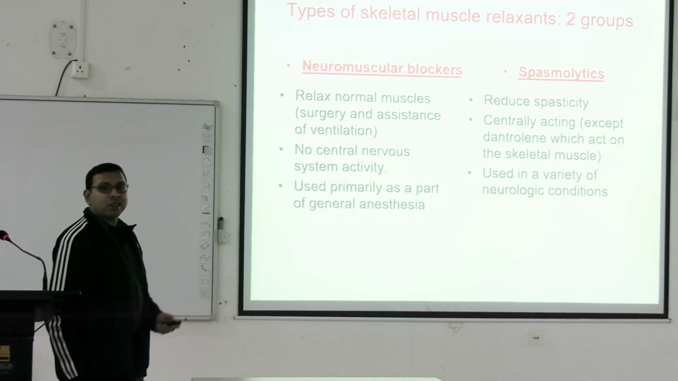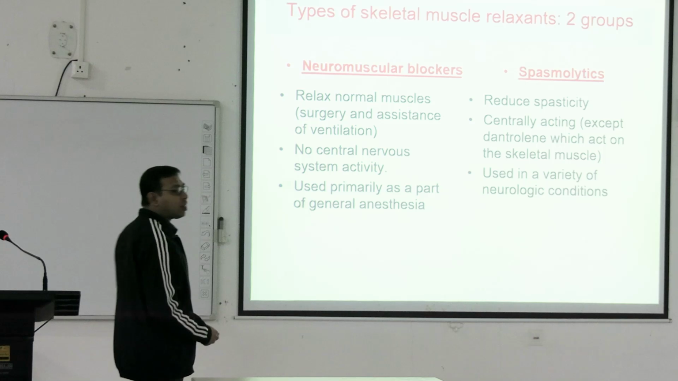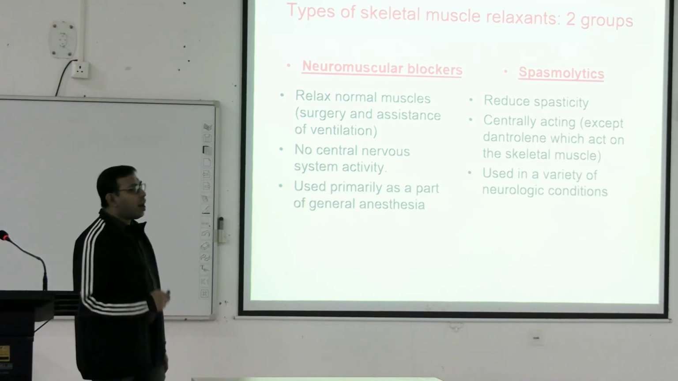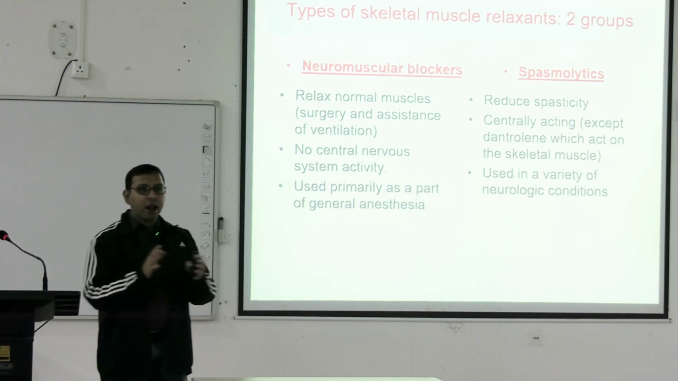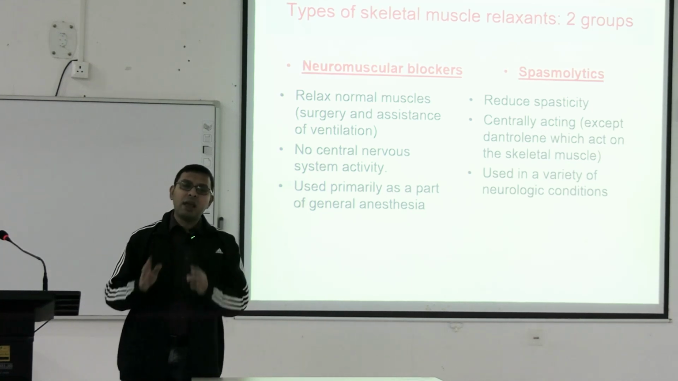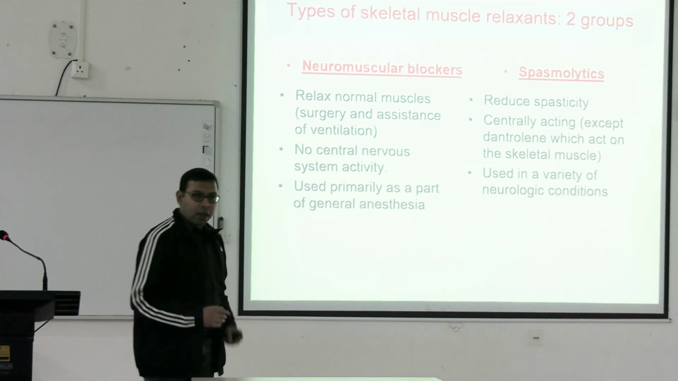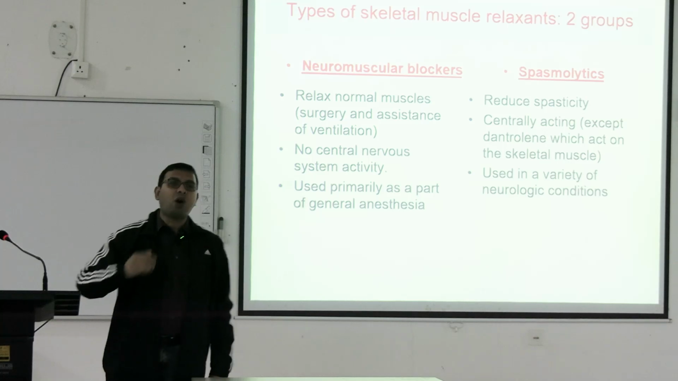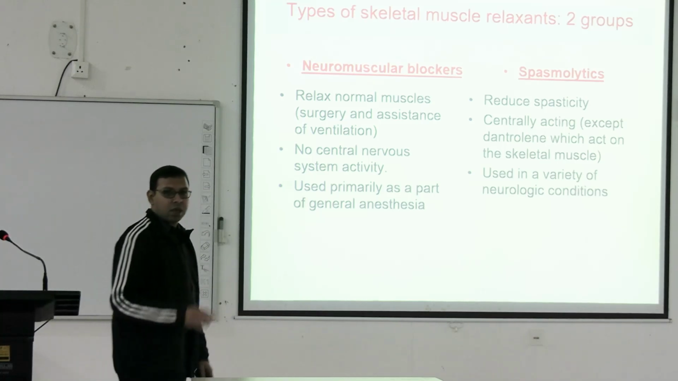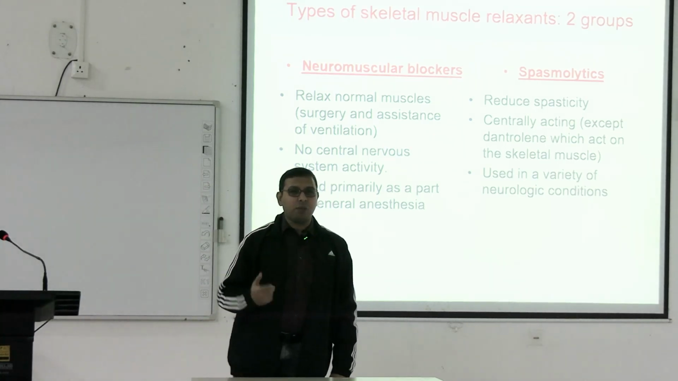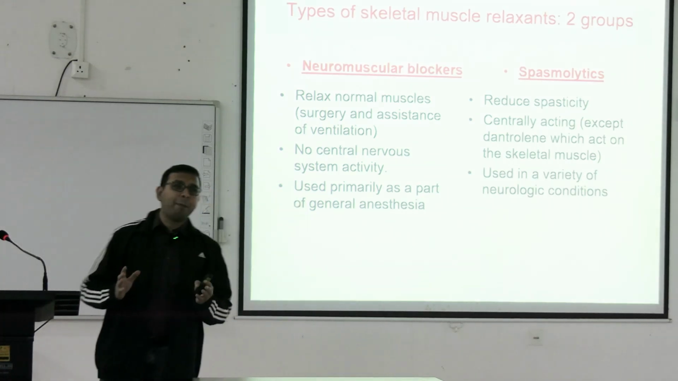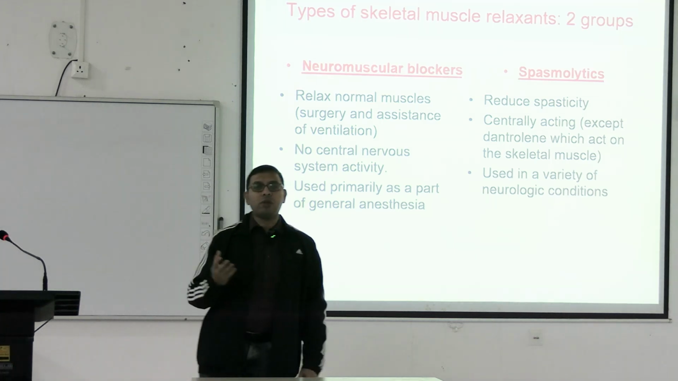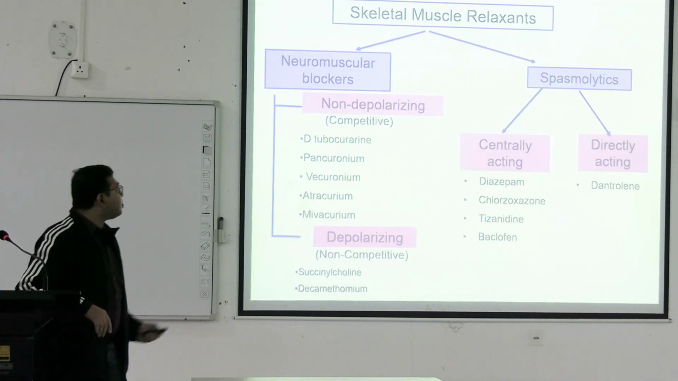While spasmolytics, or centrally acting muscle relaxants, reduce spasticity, centrally acting except dantrolene, which I am discussing, and are used in a variety of neurological conditions. So mainly there are two types: peripherally acting and centrally acting, also known as spasmolytics, because they decrease muscle spasms in different diseases. For example, Stephen Hawking suffered from amyotrophic lateral sclerosis, where severe muscle spasms happen in the early stages. These are some examples where spasmolytics or centrally acting muscle relaxants act, and peripherally acting muscle relaxants, as already discussed, are mainly used in surgery.